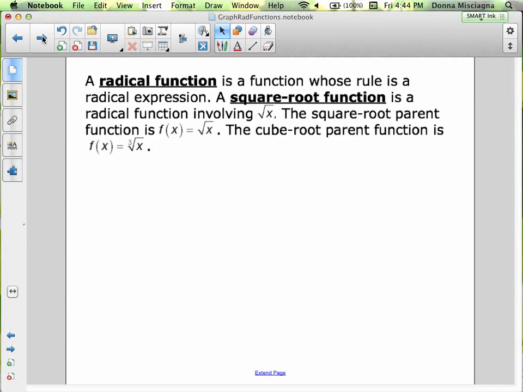So a square root function is a radical function involving the square root of x. The square root parent function is f of x equals the square root of x. The cube root parent function is f of x equals the cube root of x. And those are the only two radical functions we're going to be graphing. And as a matter of fact, that's what we're going to do right now.